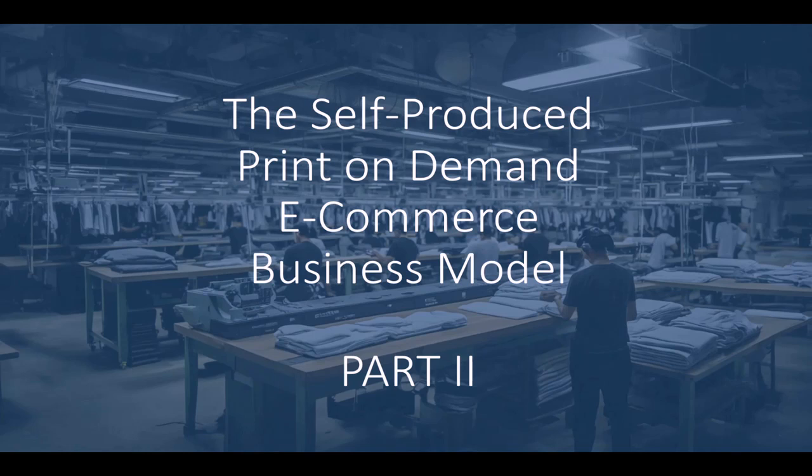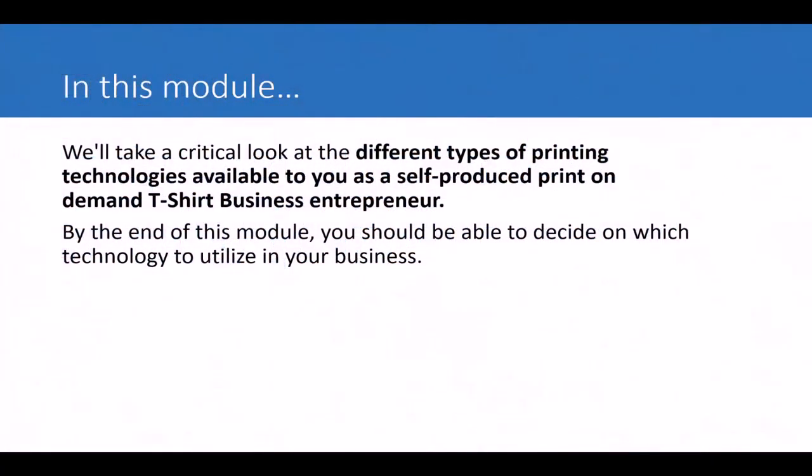In this module we're going to talk about the second part of the self-produced print-on-demand e-commerce business model. We are going to take a critical look at the different types of printing technologies available to you as a self-produced or print-on-demand t-shirt business entrepreneur. You should be able to understand how these printing technologies work and decide on which technology to utilize in your business. Without wasting much time, let's get to it.